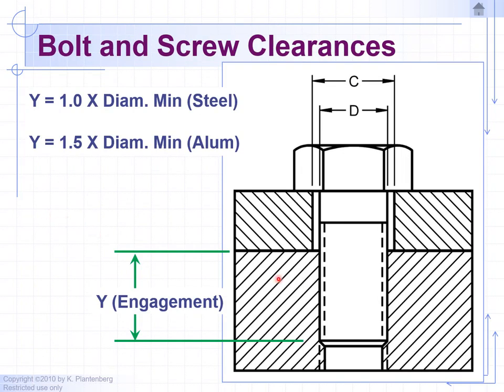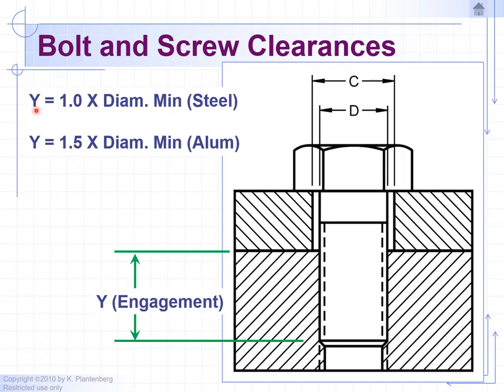Okay, let's talk about thread engagement. One question that I always get is how much engagement should you get between the bolt and the tapped hole? That depends on the diameter of the bolt. Most of the time you're going to be dealing with either aluminum or steel when it comes to tapped, threaded holes. So if you're dealing with steel, how much engagement do you want?